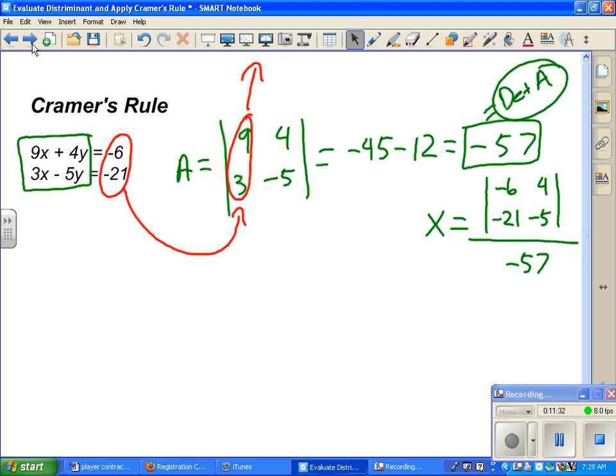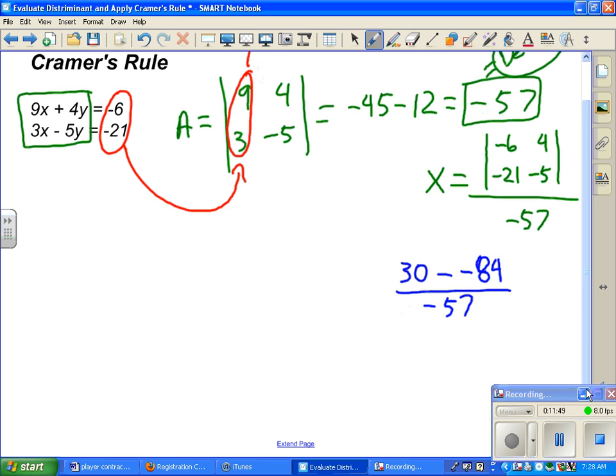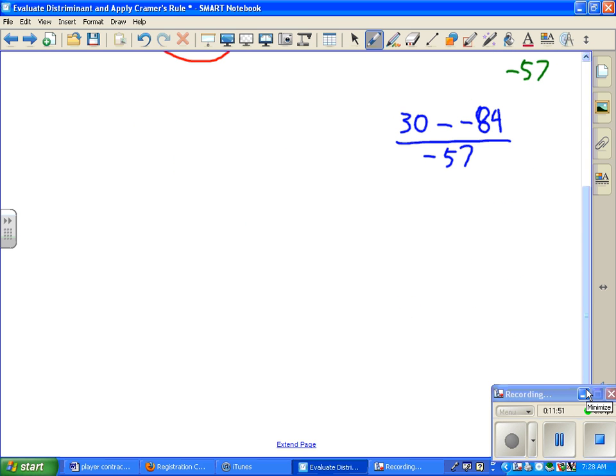Okay? Let's try it here. So I have 30 minus, what is that? A negative 84. And we're going to divide by negative 57. Okay, well, this gives me a 114 over negative 57, so that is a negative 2, and that's what x equals. X equals negative 2.